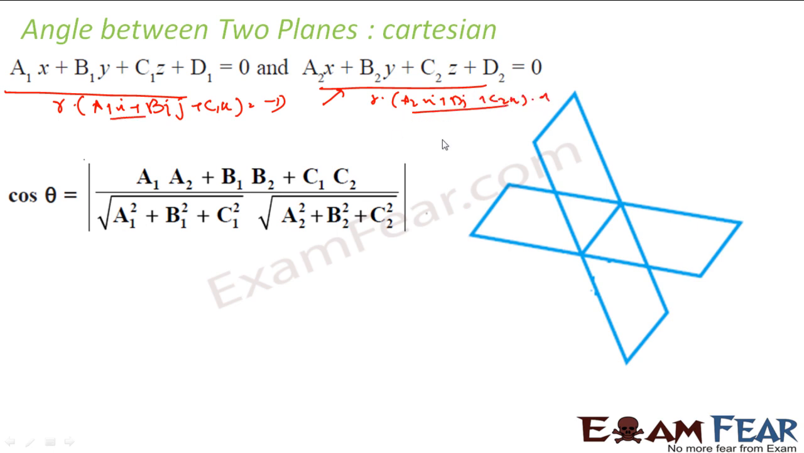If you want to find the angle between them, you have to find the normals. This is n1 and this is n2. So cos theta is n1 dot n2 by magnitude of n1 into magnitude of n2. n1 dot n2 will be a1 a2 plus b1 b2 plus c1 c2, and magnitude of n1 will be root of a1 square plus b1 square plus c1 square, and magnitude of n2 will be root of a2 square plus b2 square plus c2 square. Correct? So if you have the Cartesian form, you can use this formula. Both are one and the same thing.